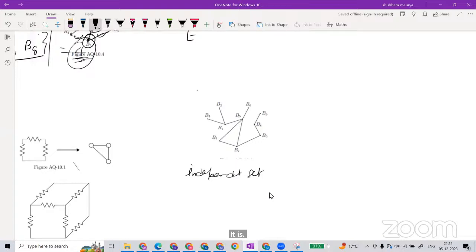It's a subset of vertices. Independent set is not going to be a subset of vertices. It is going to be a subset of edges.